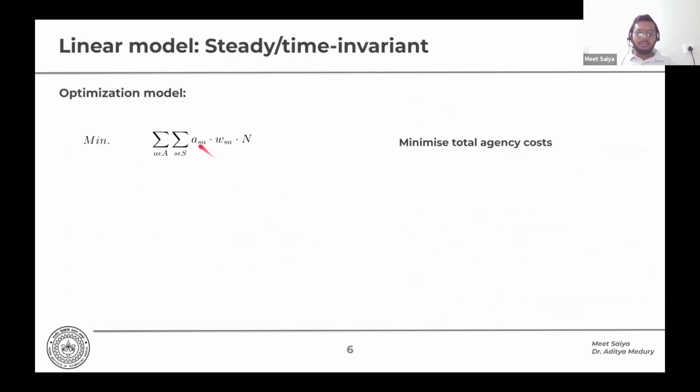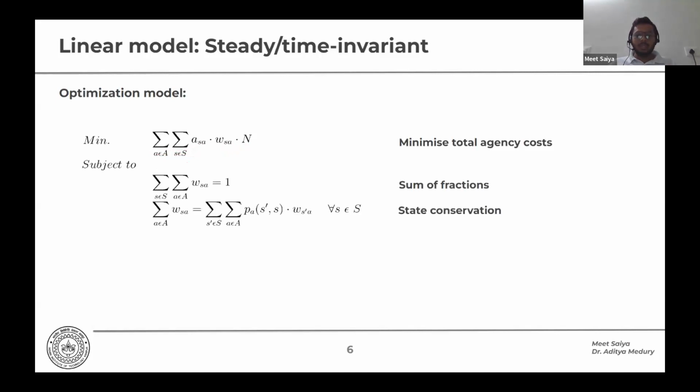We have A_SA, which is the unit cost, times the fraction and times the total number of assets that we have. So fraction times N will give the assets in state S on which we are going to do action A, multiplied by unit cost, and we sum over all states and all actions. So this is minimize agency cost. And here we have some constraints. The sum of all states should be 1.